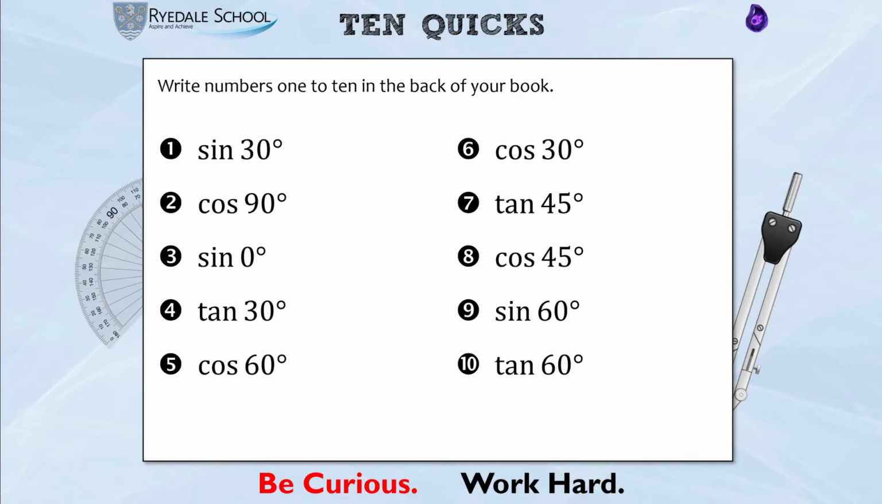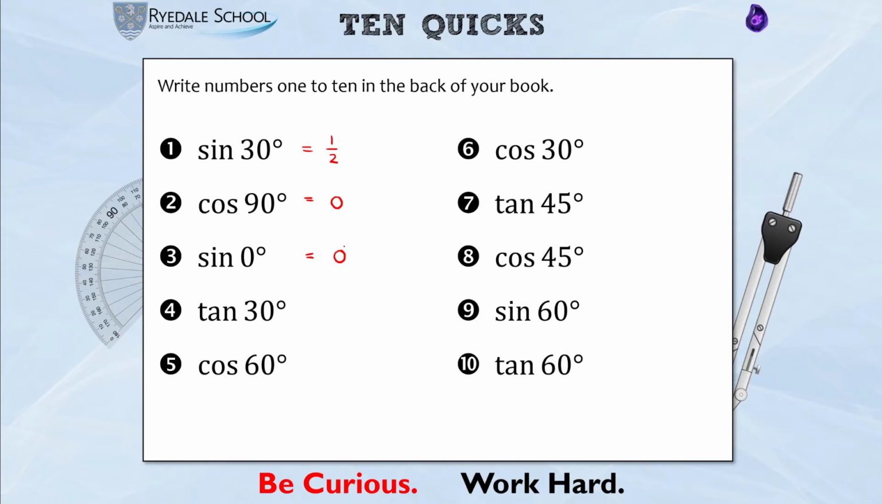So sine 30 is a half. Cos 90, picturing the graph, is 0. Sine of 0, again I'm picturing the graph, is 0.